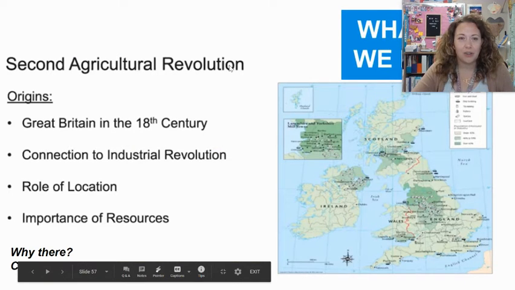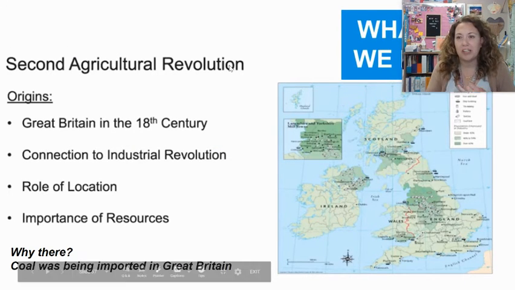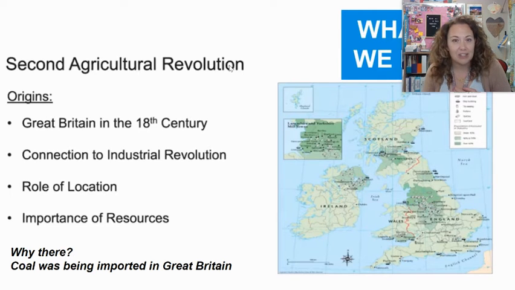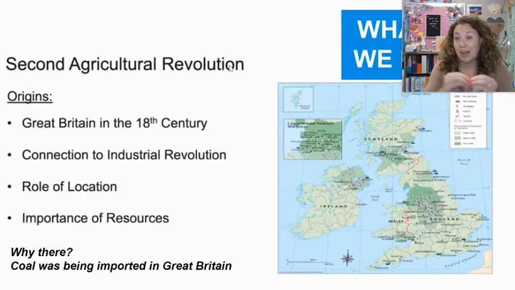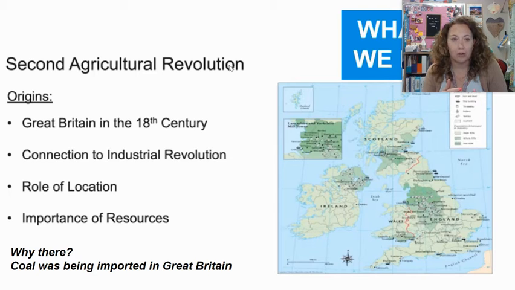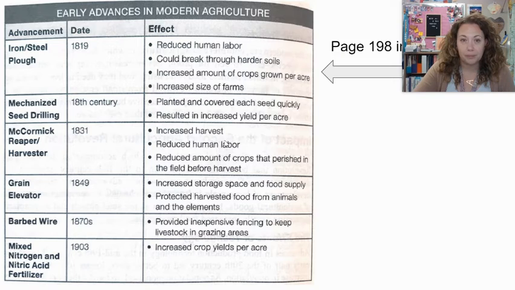All right, second agricultural revolution. Great Britain in the 18th century, which would have been the 1700s, direct connection to the Industrial Revolution as things became invented and mechanized. That's obviously going to change the way that we can produce our agriculture. So why there? Coal was being imported in Great Britain. So as a result, there was obviously some sort of technology in place to be able to get that coal from its origin to Great Britain for being used.